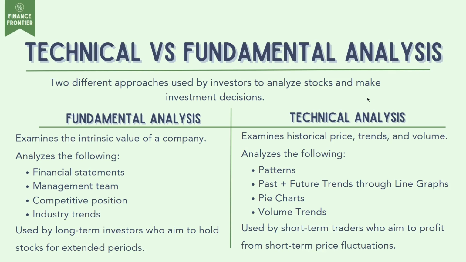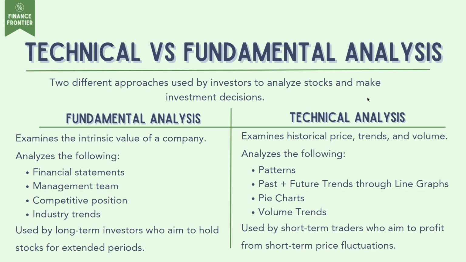Technical analysis, on the other hand, examines historical prices, trends, and volume. It analyzes patterns, past and future trends through line graphs, pie charts, and volume trends. So clearly, technical analysis relies on past trends and past data to make predictions about the future of stocks. Technical analysis is primarily used by short-term traders who aim to profit from short-term price fluctuations.